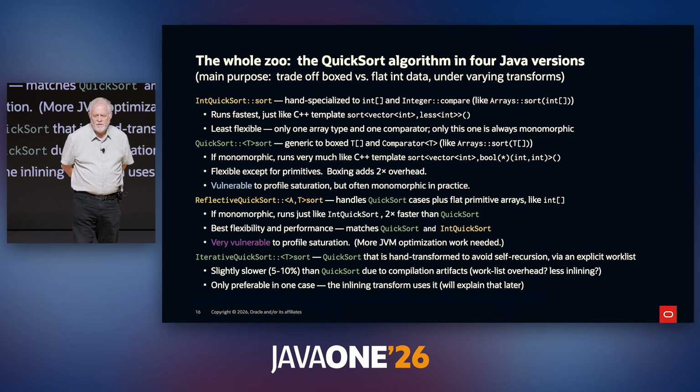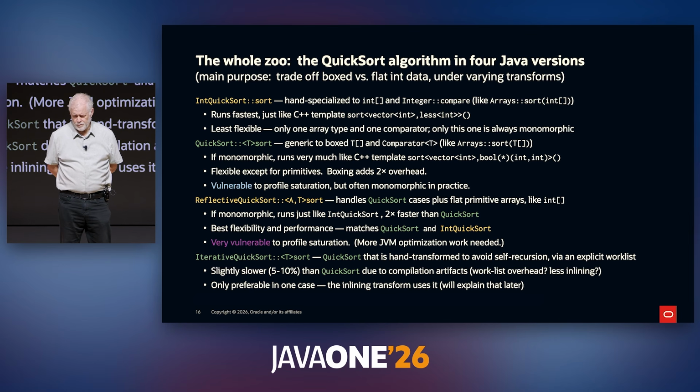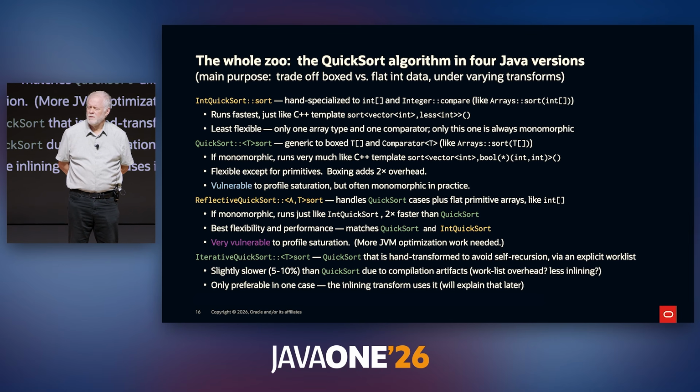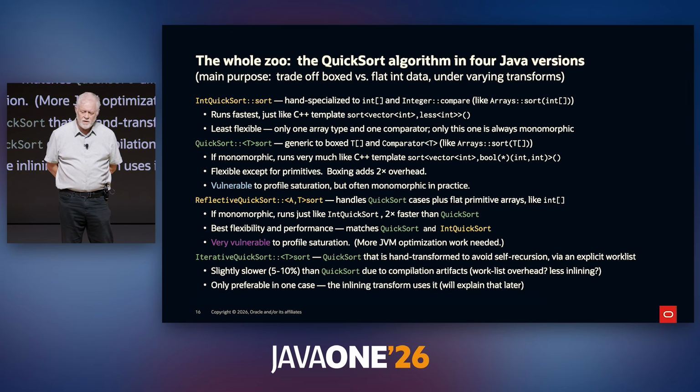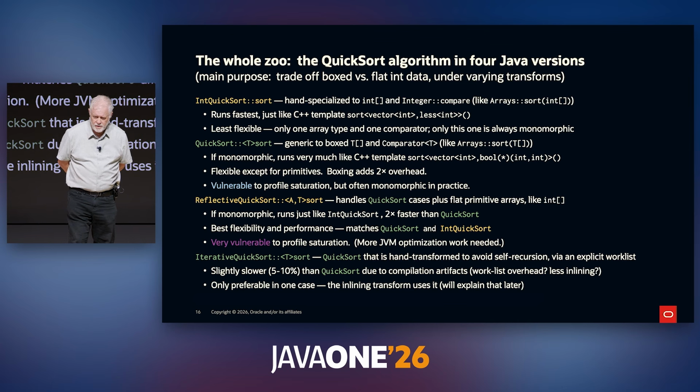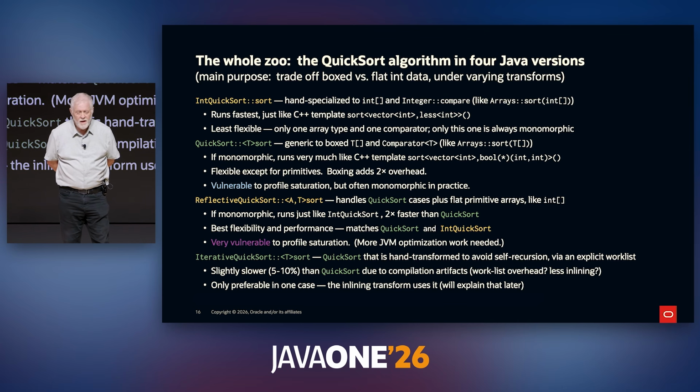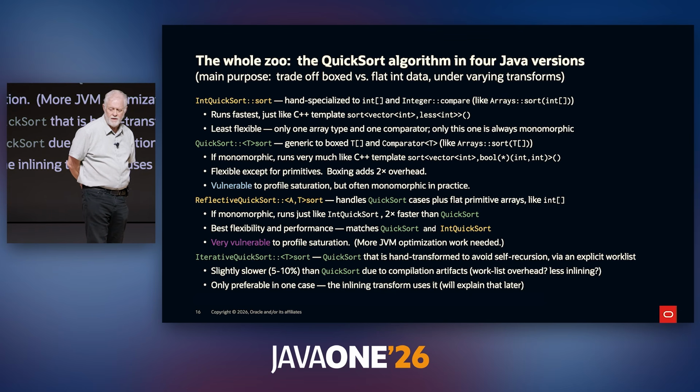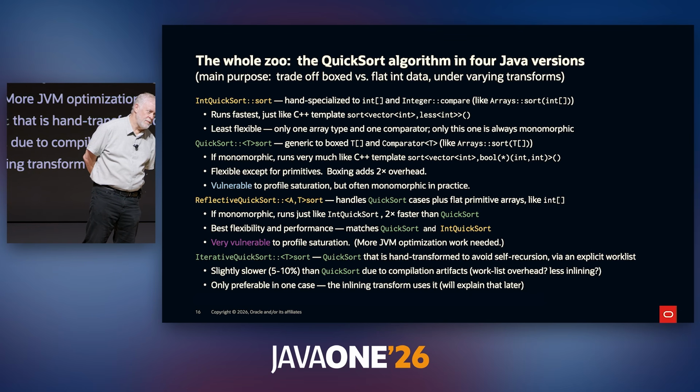Here is the full set of algorithms that I'm working on. It's really just one algorithm, QuickSort, with the Lomuto selection of pivot, which is the simplest form. There's the int QuickSort I showed you, there's the generic QuickSort I showed you, there's the reflective QuickSort I showed you, and then there will be a brief peek at the iterative QuickSort. And there's also the C template QuickSort.